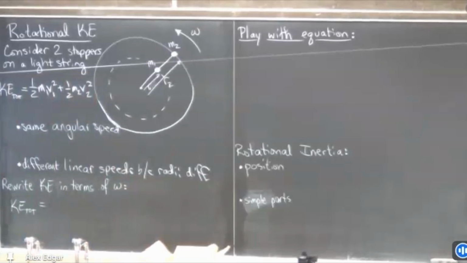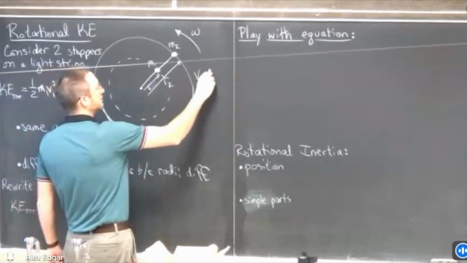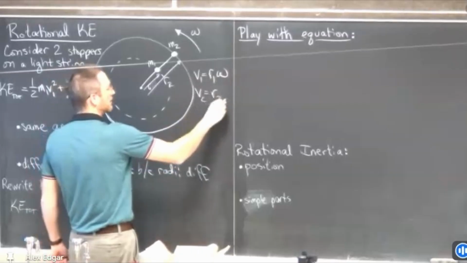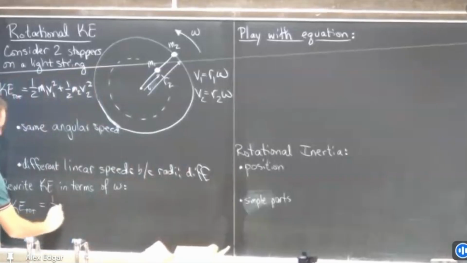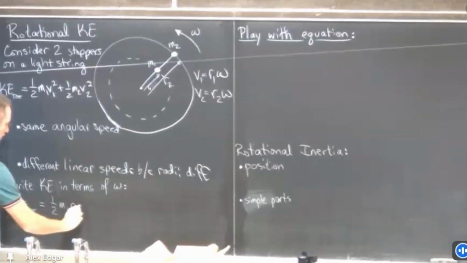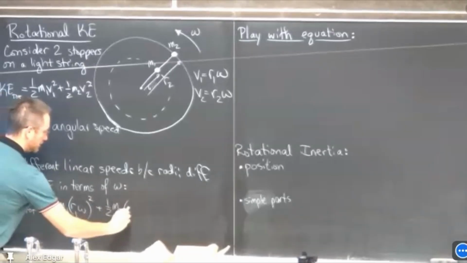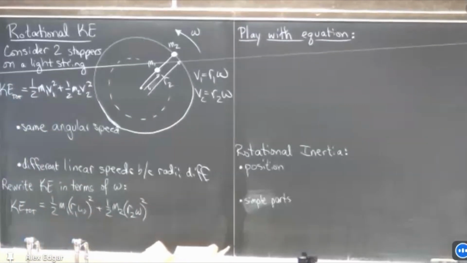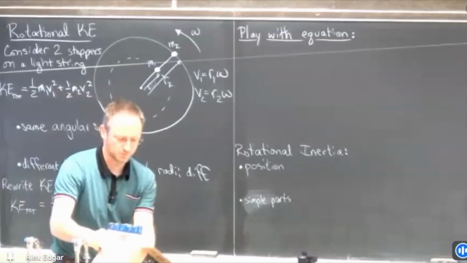So if we're going to rewrite this in terms of the angular speed, remember that V is equal to R omega. So if we've got V1, we've got R1, and we've got V2, we've got R2, but the omegas are the same. So if we rewrite this, we're going to have 1/2 m1 R1 omega, but this gets squared, and then 1/2 m2 R2 omega, and they get squared. And now let's play with the equation because we have a mess of an equation, and let's see if we can figure out some way to clean it up.